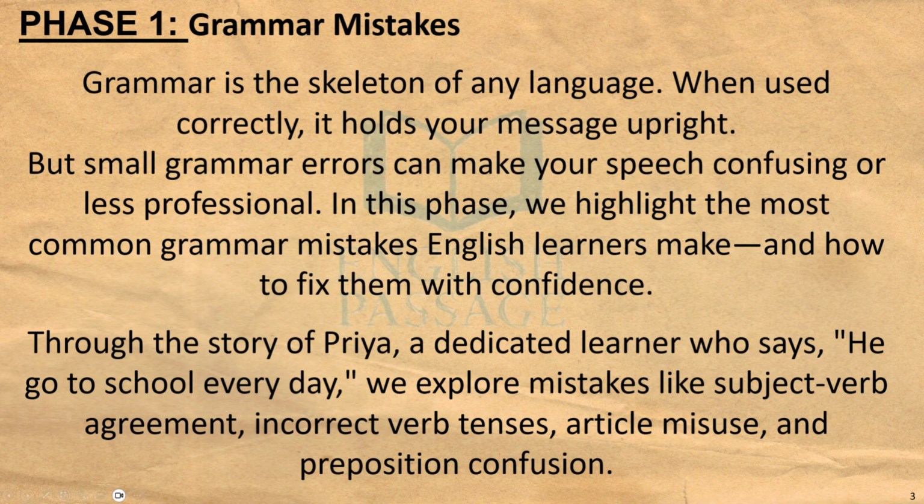Grammar is the skeleton of any language. When used correctly, it holds your message upright. But small grammar errors can make your speech confusing or less professional. In this phase, we highlight the most common grammar mistakes English learners make and how to fix them with confidence. Through the story of Priya, a dedicated learner who says he go to school every day, we explore mistakes like subject-verb agreement, incorrect verb tenses, article misuse, and preposition confusion.